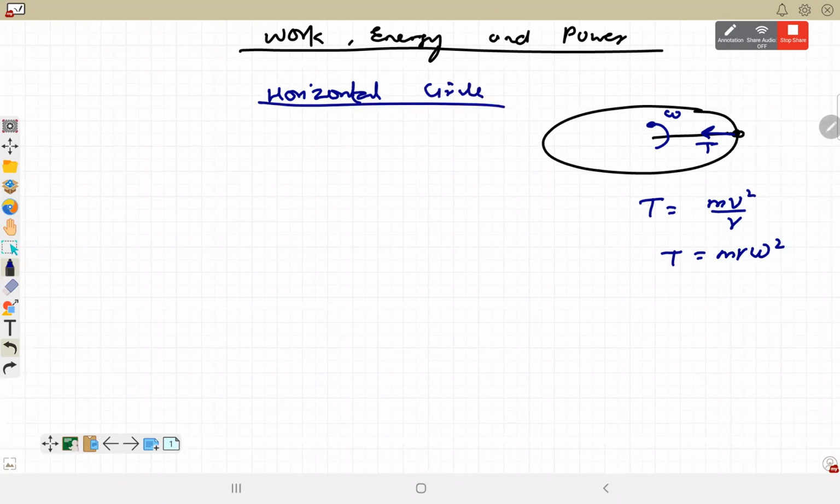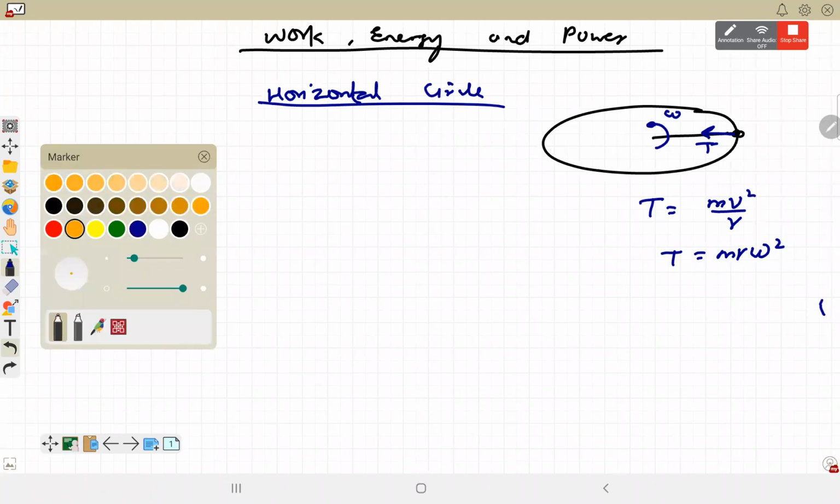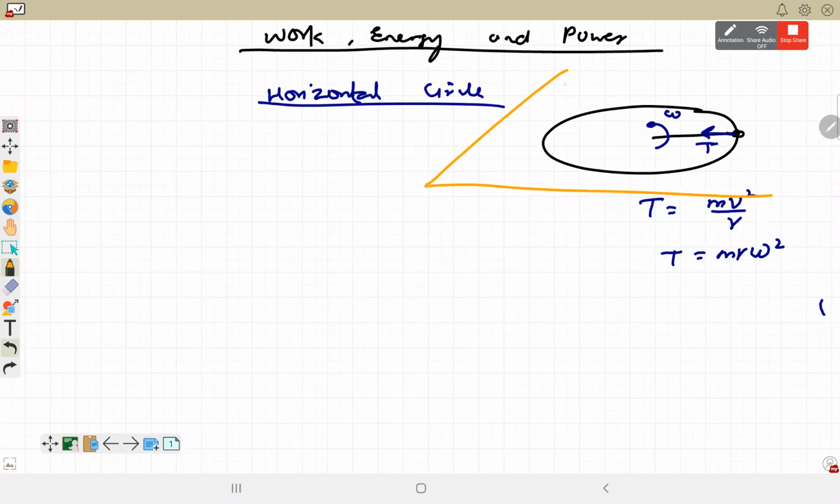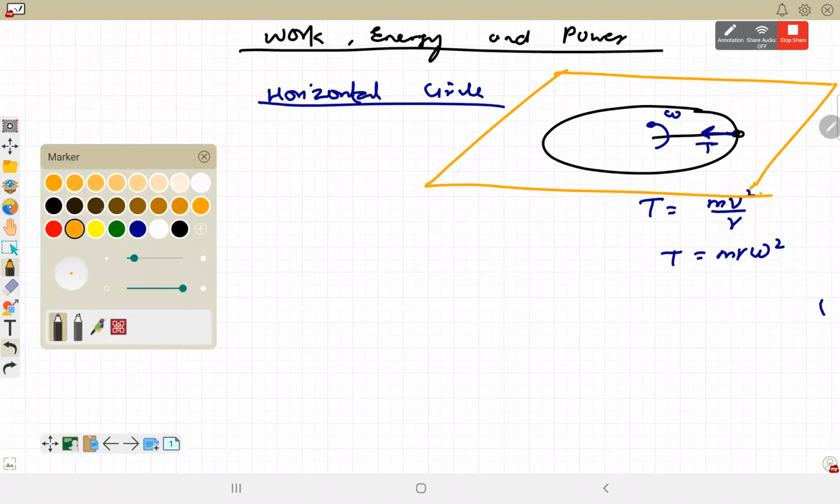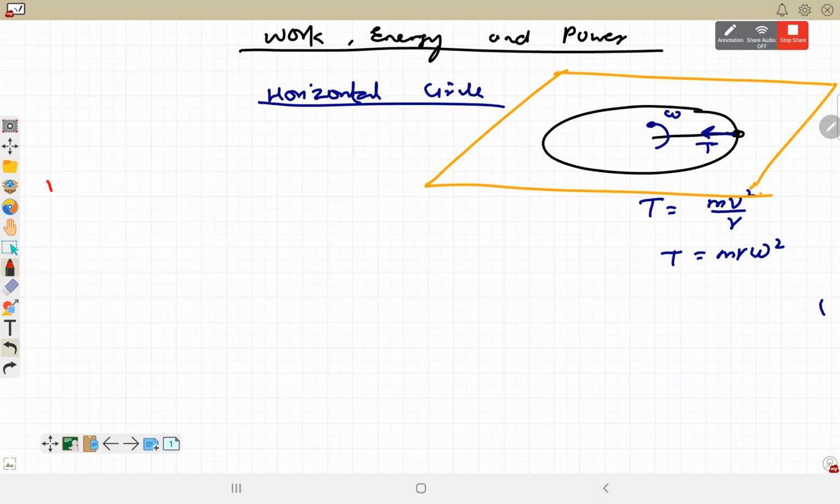Then this is where gravity has no role, because this is maybe on a table or something. So the weight is balanced by the normal reaction from the table, and gravity is not playing any role. But when this is vertical circular motion, due to the work done by the gravitational force, the energy will also be changing.